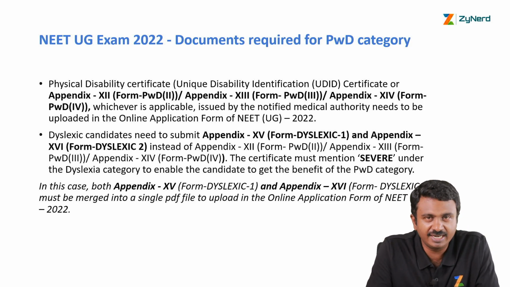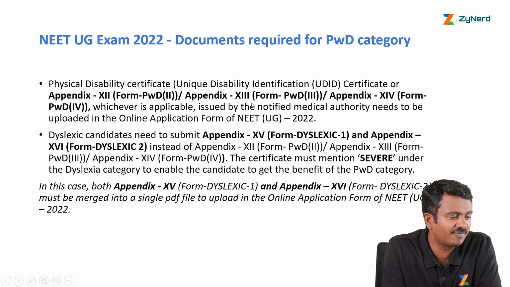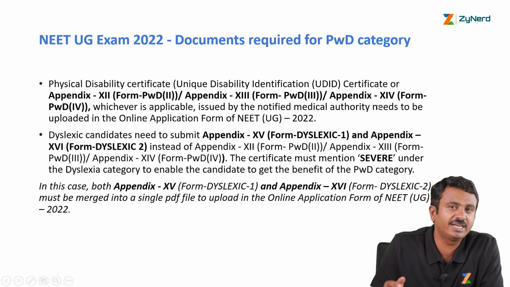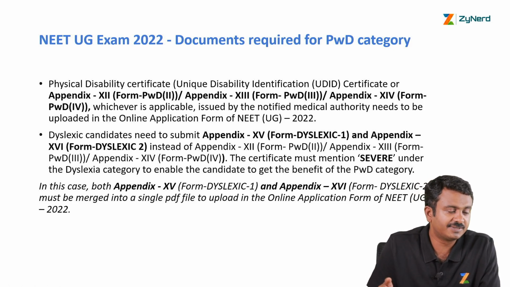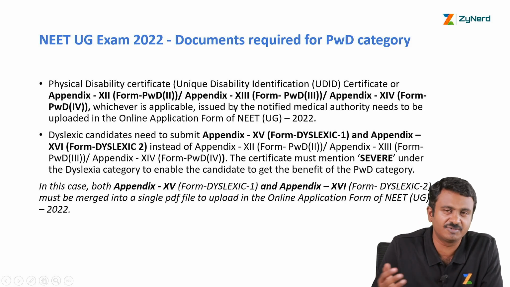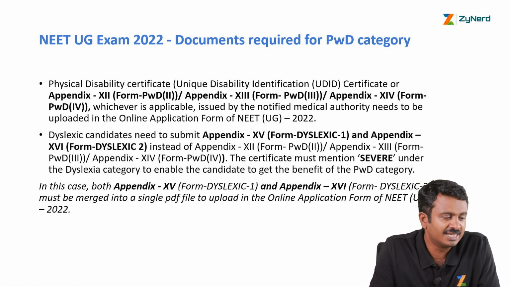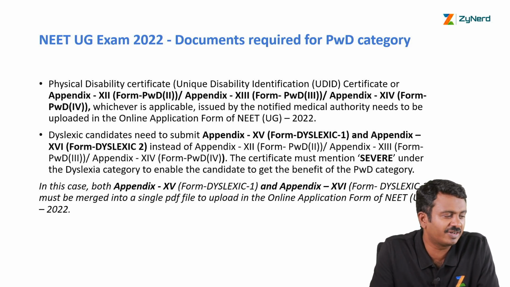If you get a UDID certificate, or you can upload the annexures, form 12, form 13 or form 14 depending upon the type of disability that the candidate has. You will have to upload the appendix 12, 13 or 14 which was available in the information bulletin last year. A similar one will be given this year too. This is by the notified medical authority.